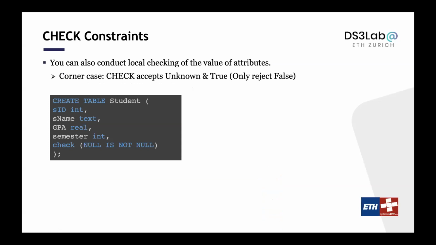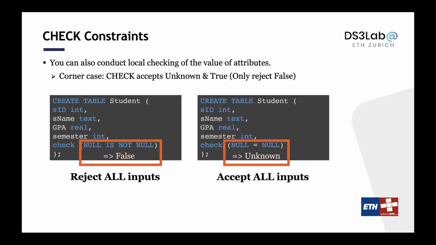So it gets a little bit tricky. We talked about unknown or true, but what about other cases? In this case, the semantic of check is that it only rejects false. Whenever the check evaluates to unknown or true, it is going to accept that. So the semantic of check is only reject false. Let's look at these two examples and compare them. I have one example where my check condition is a trivial one, null is not null. And I have another example where my check condition is null equals null.